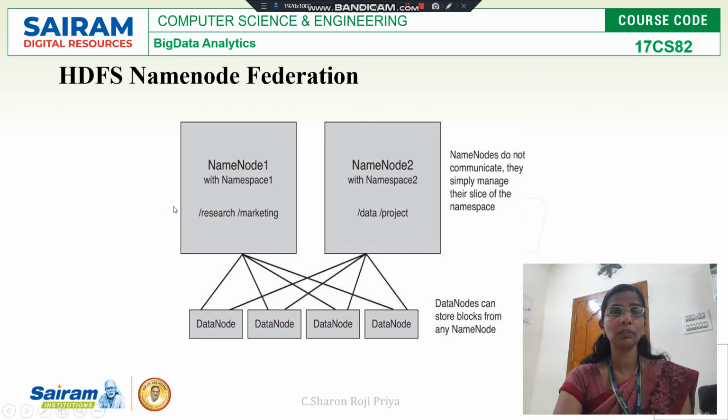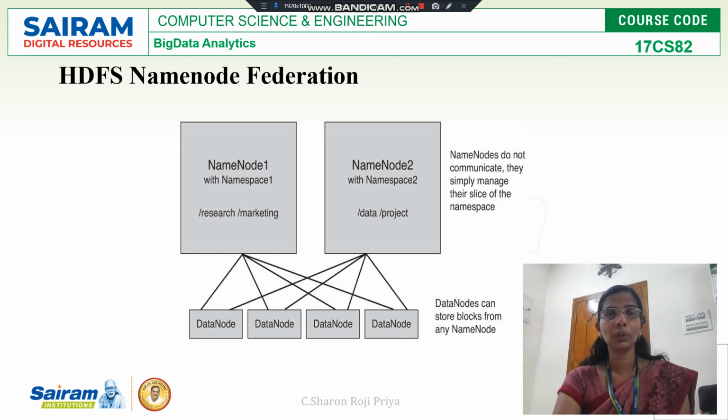Since all are active at a time, applications will be divided and each name node will take care of its assigned application. If you take this example, research and marketing related works are carried out by name node 1, and data project applications are taken care of by name node 2. So this is name node federation.